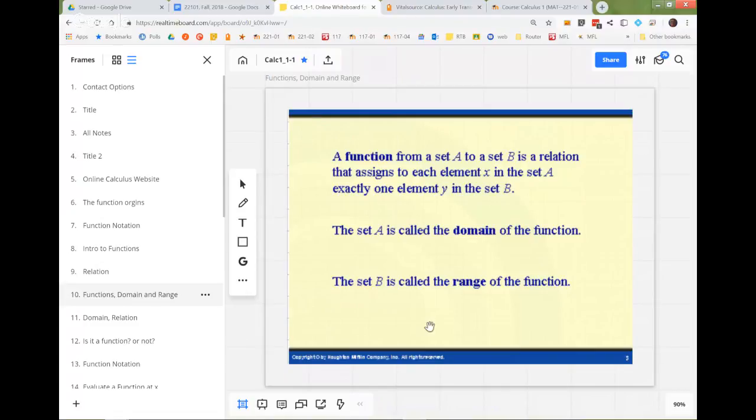So the x, the things you can plug in, like how many gallons of milk did you buy, that would be what we call the domain of the function, and the price charged would be referred to as the range.